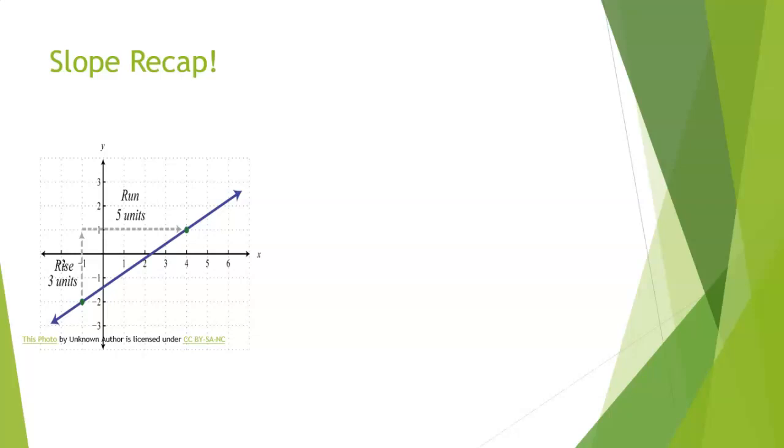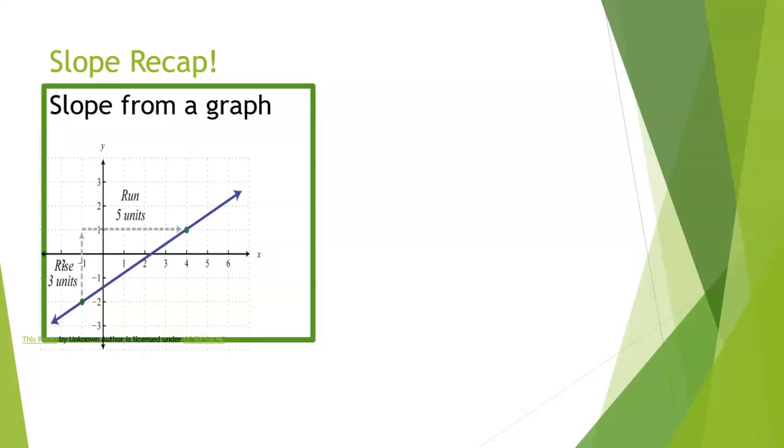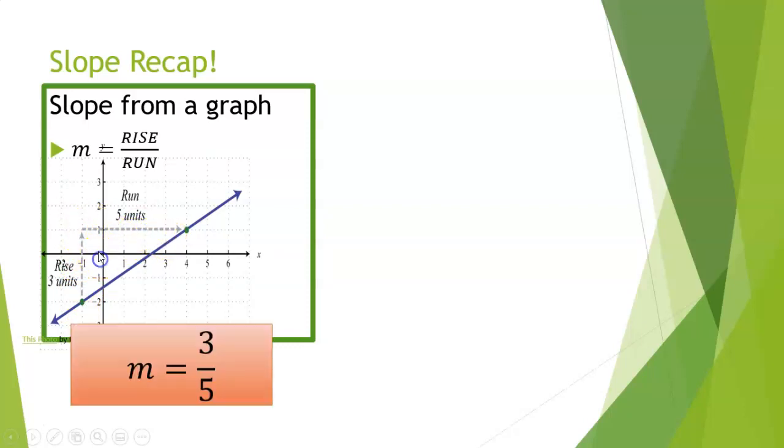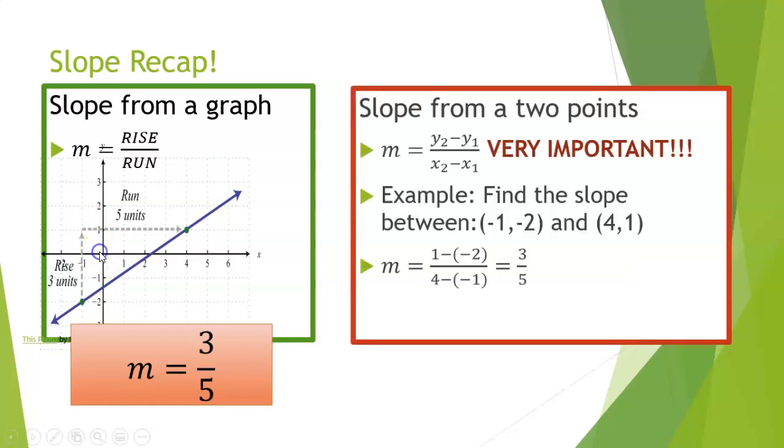So a little slope recap of everything we've done so far. Remember, from a graph, you're counting rise over run. You always want to choose points that are whole numbers that go through a corner. And in this case, it's going up 3, so positive 3, right 5, so positive 5. So the slope would be 3 over 5.